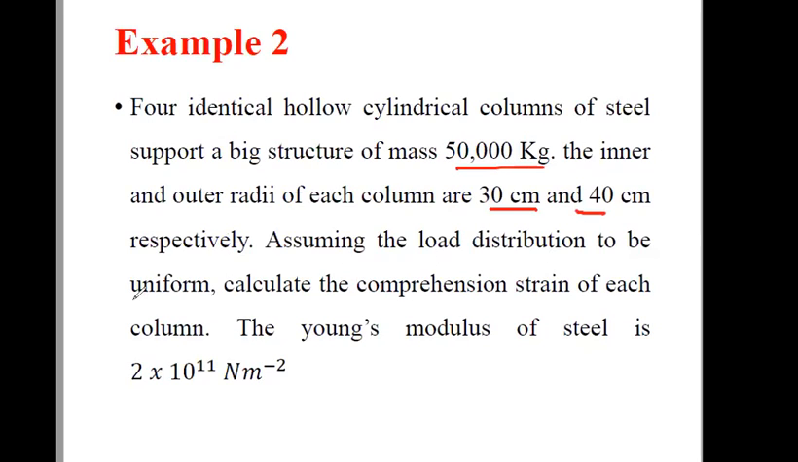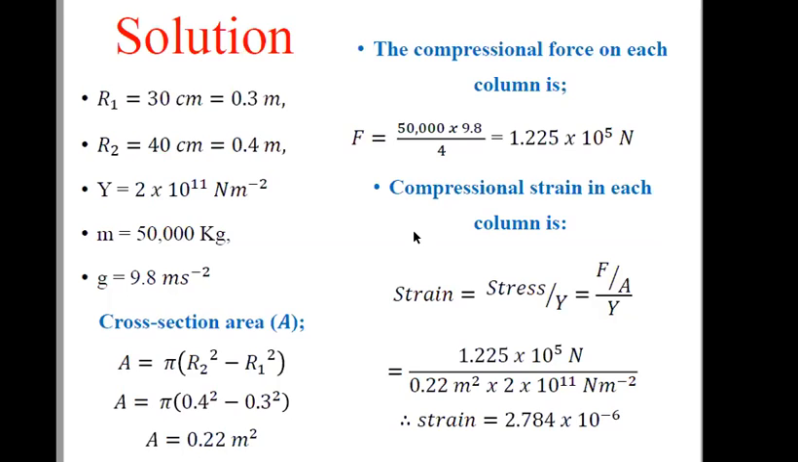Now, assuming the load distribution to be uniform, calculate the compression strain of each column. The Young modulus is given. Now, you have to find delta L by L. I guess it is quite easy. This is stress sigma by Y, which is F by A into Y. As simple as that, F is given. But we have four identical columns, so it will be distributed, yes or no? Think about it.